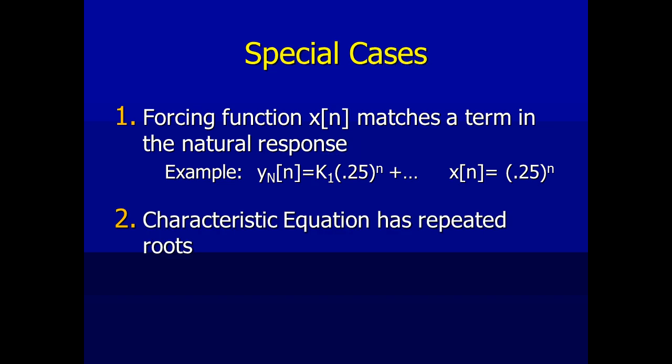And the other special case is if your characteristic equation has multiple repeated roots. For example, if we took the characteristic equation that turned out to be z squared plus z plus 1/4, that's z plus 1/2 squared, and we would have a repeated root at z equals minus 1/2. In that case, the form of the natural response would change.